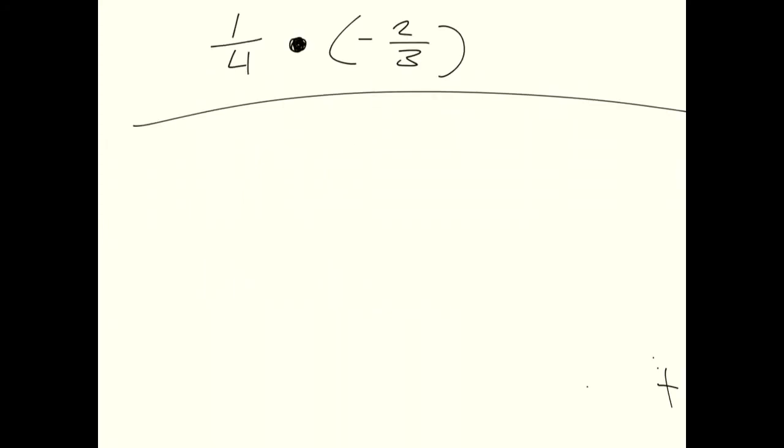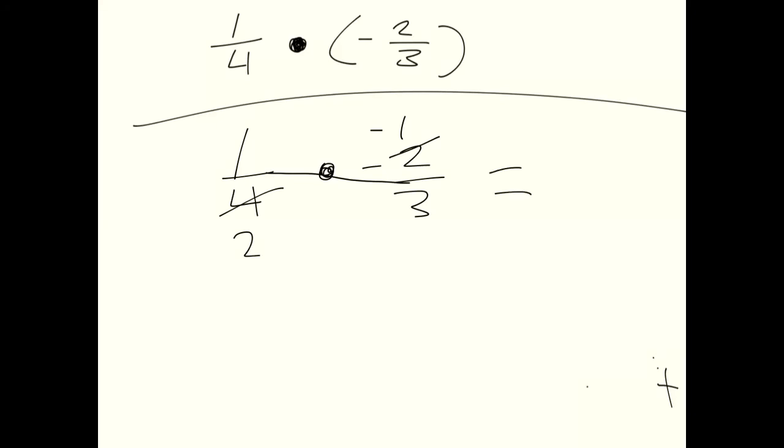So, when doing these kinds of fractions, you're going to want to rewrite the problem as 1/4 times negative 2/3. And so, we can cross cancel negative 2 and 4. So negative 2 will be negative 1, and 4 will be 2. So 1 times negative 1 is negative 1. And 2 times 3 is 6. So your final answer will be negative 1/6.